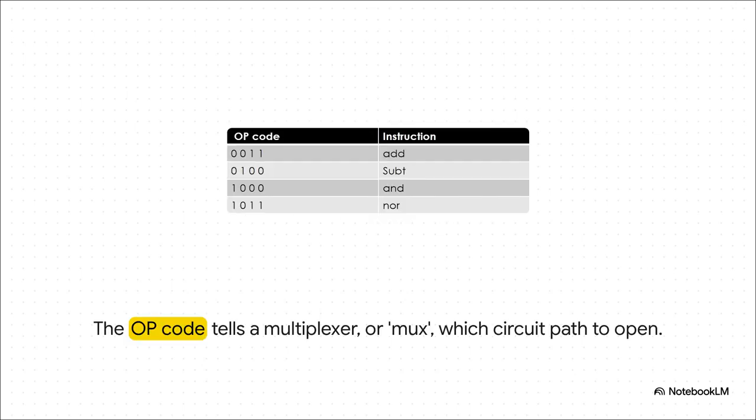So, how does the ALU actually choose which operation to use at any given moment? It uses a clever component called a multiplexer, or just MUX for short. The best way to think of it is like a set of railway switches. The opcode, that binary command, comes in and tells the multiplexer which track to open, physically sending the flow of electricity to either the part of the circuit that does math or the part that does logic.